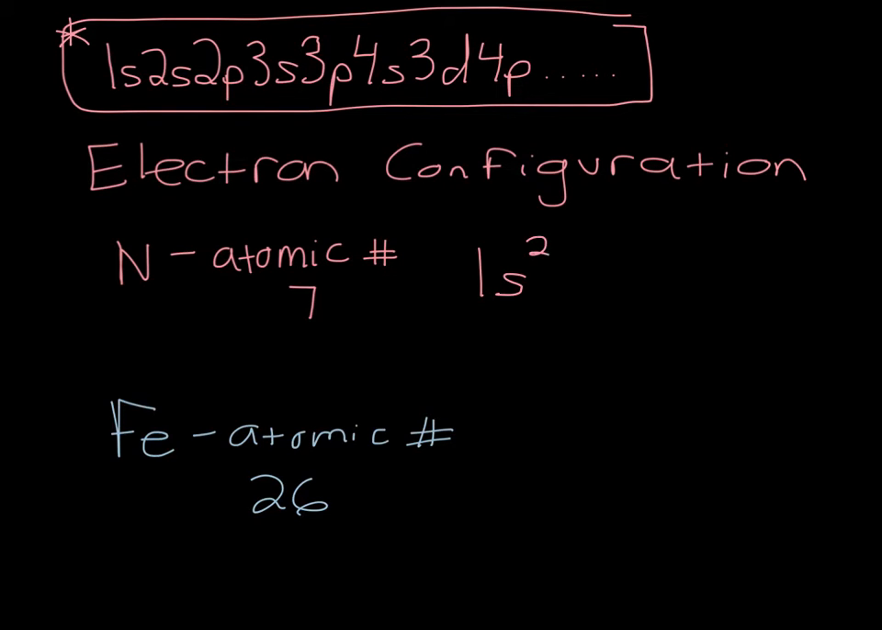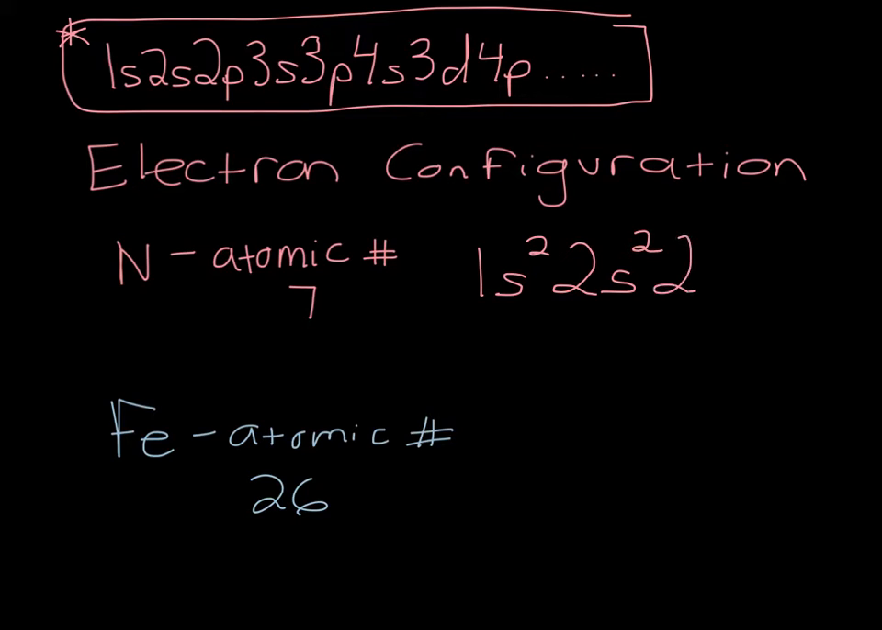Our element nitrogen is not in the 1s block, so we write 1s2. The s block can hold 2 electrons. Now we're at the 2s block. That's where lithium and beryllium are, second energy level s orbital. So we write 2s2 because our element nitrogen is not in the 2s block.